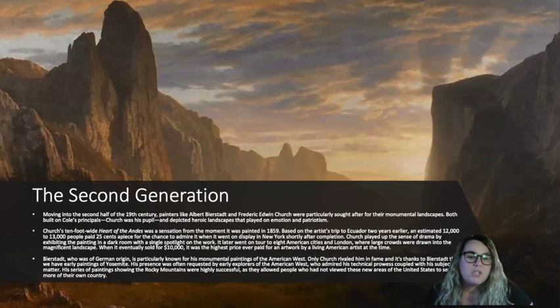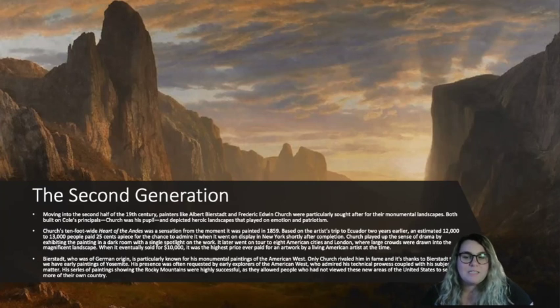patriotism. Church's 10-foot wide Heart of the Andes was a sensation from the moment it was painted in 1859. Based on the artist's trip to Ecuador 2 years earlier, an estimated 12,000 to 13,000 people paid 25 cents apiece for the chance to admire it when it was on display in New York shortly after completion.